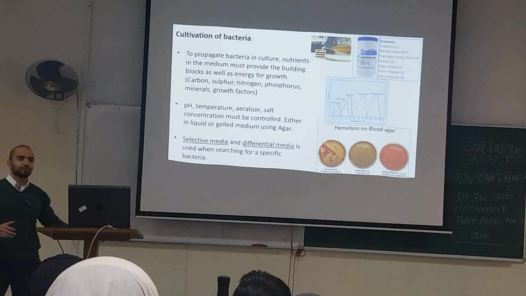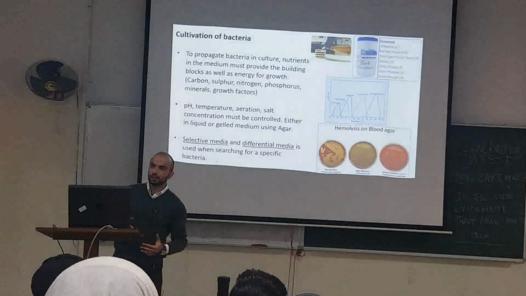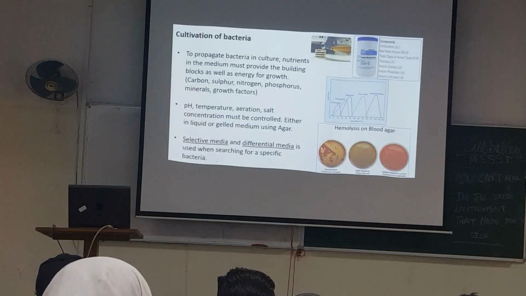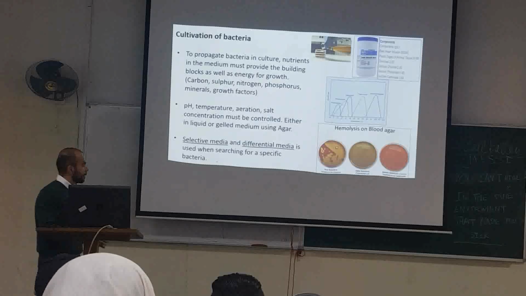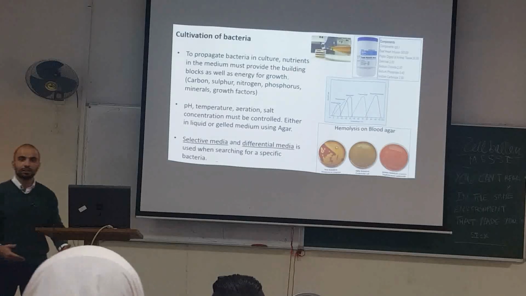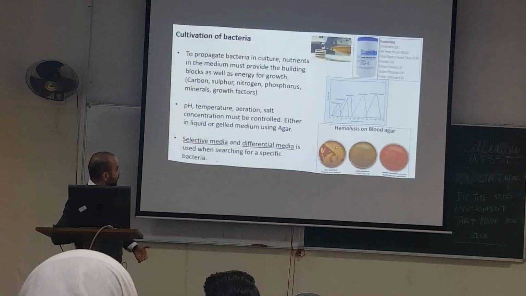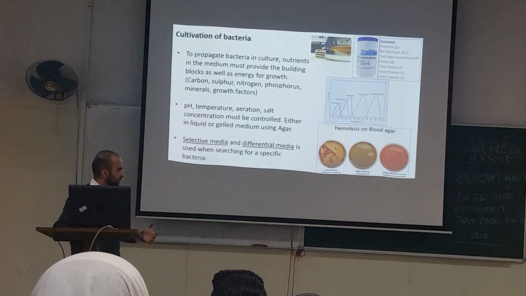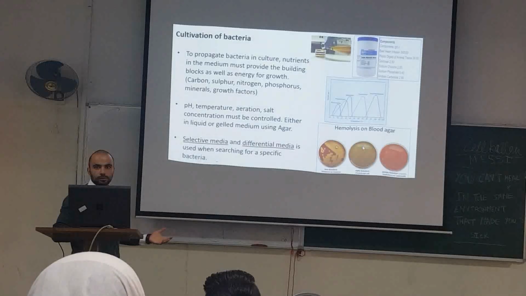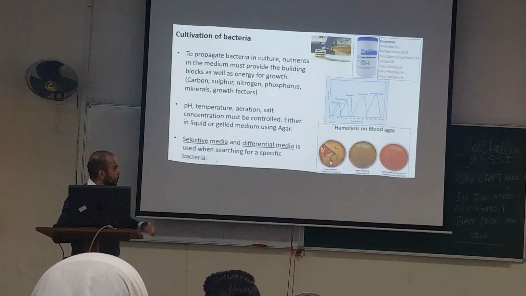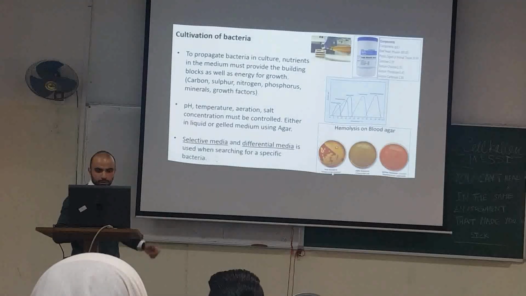While in differential media, you can grow several types of organisms. It's not selective for a certain type of organism. But how the organism reacts to this media can tell us what organism it is. And let's look at this example here. This media is called blood agar. So we made this media called blood agar. We pour it in 3 different plates, and then we grow our culture.